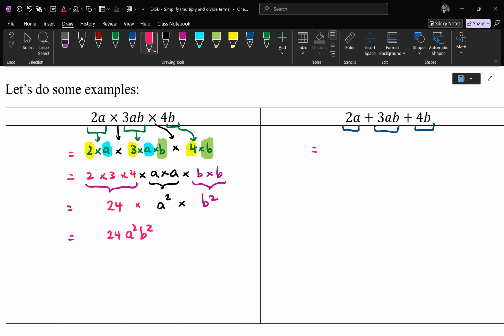So your final answer is 2a plus 3ab plus 4b. You can't do anything to it. They're just very different. Okay, but students will feel like they need to do something to it, and they'll come up with that answer, or they do a mixture of the two. They do 2 plus 3 plus 4, and that's what? 9, and they do a squared, b squared. So they do a mixture. I see it all the time. I don't know why, it just happens.